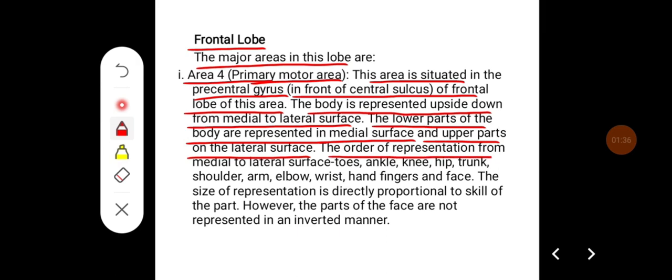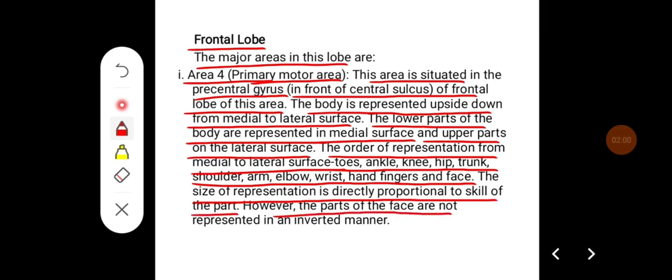The order of representation from the medial to lateral surfaces is like toes, ankle, knee, hip, trunk, shoulder, arm, elbow, wrist, hands, and fingers and face. And so this is called as motor homunculus. The size of representation is directly proportional to the skill of that part. However, the parts of the face are not represented in inverted manner.